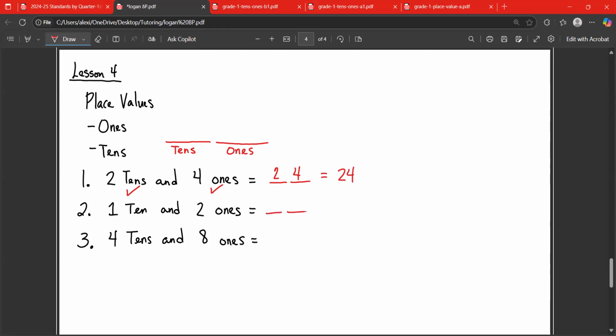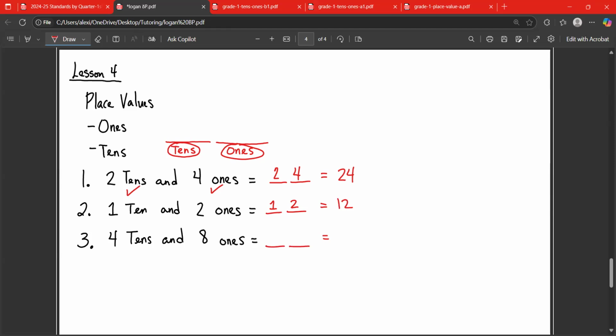All right, so now I have 1 ten and 2 ones. So I put 2 dashes because I have 2 place values. Remember, the place value on the left is the tens. So that's a 1. The place value on the right are the ones. So that's a 2. So this is the same as the number 12. 1 ten and 2 ones. That's like if you have money. If you gave somebody a $10 bill and 2 ones, how much money did you give them? You gave them $12. All right, let's keep going.